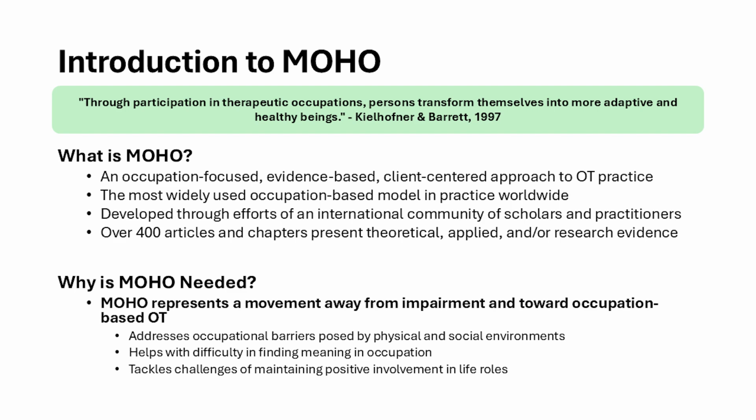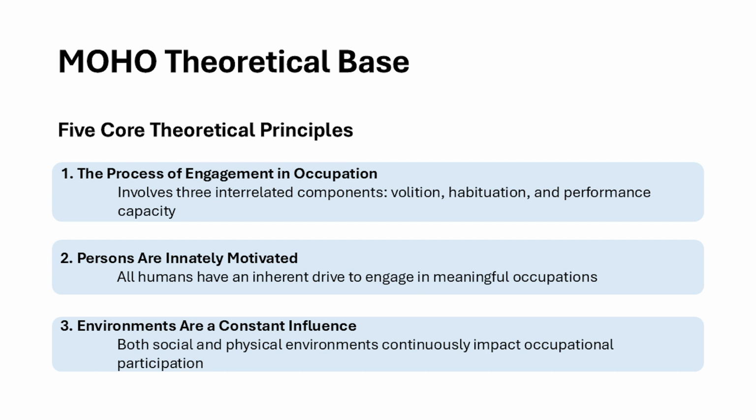Okay, so let's get into the theoretical base, the engine room, so to speak. Right. It really boils down to this dynamic interplay between three things: the person, their environment, and occupation, meaning occupational participation. That PEO interaction, it's constant, always influencing each other. And within that person piece, there are some core principles. We don't need to list them all verbatim, but a couple are really key for practice.